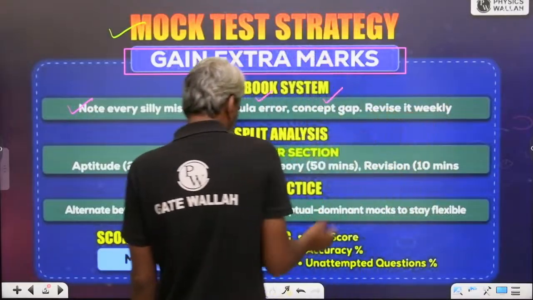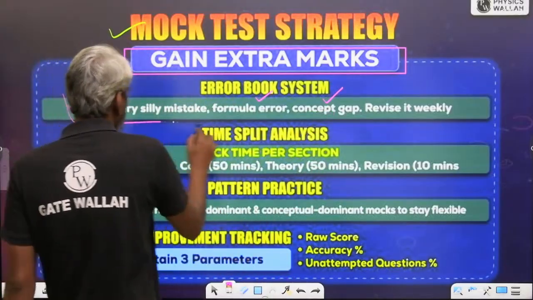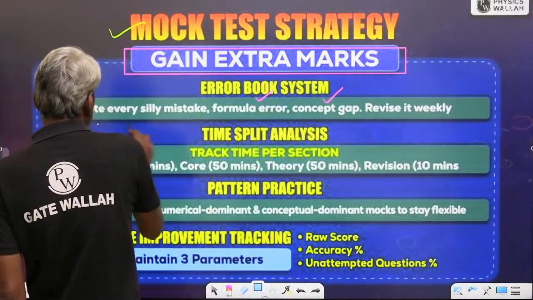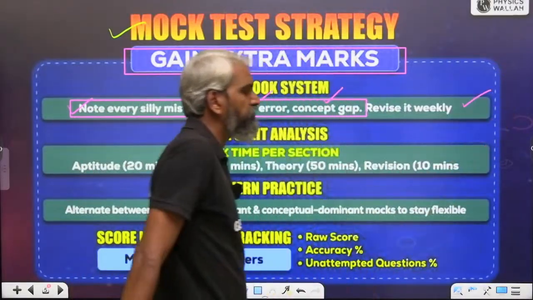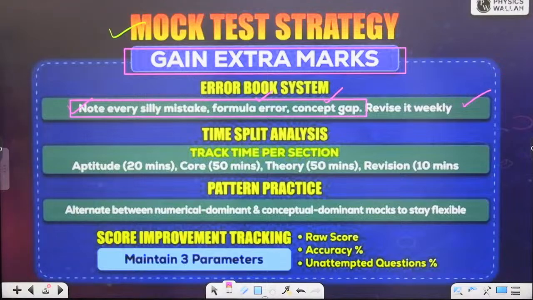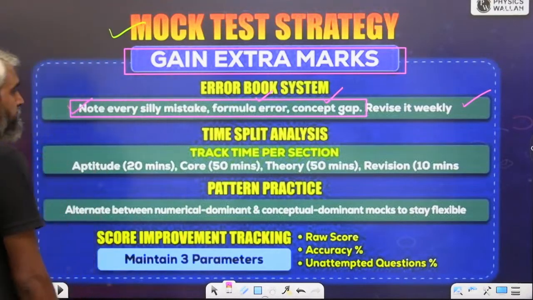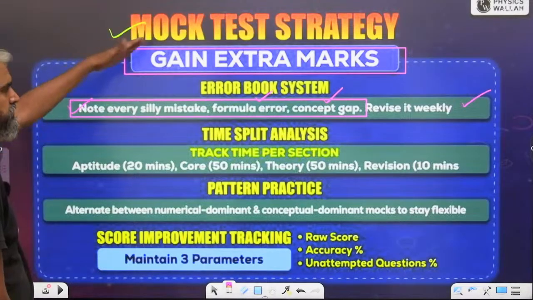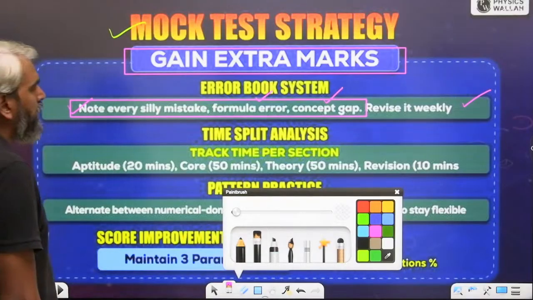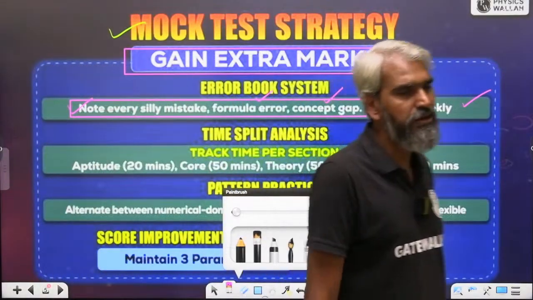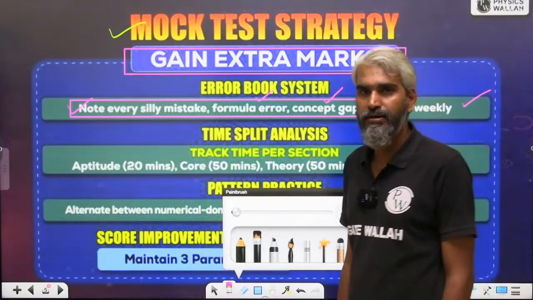And based on that, you need to create a weekly revision plan. That's one thing you will learn from the mock test. Then if you are appearing for the mock test, there will be 10 questions that amount to 15 marks in the complete GATE paper.